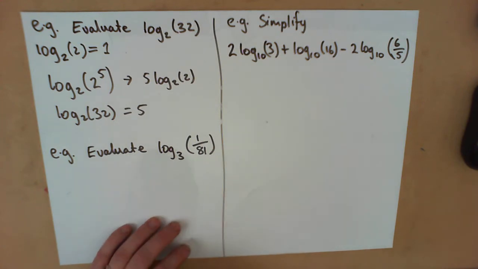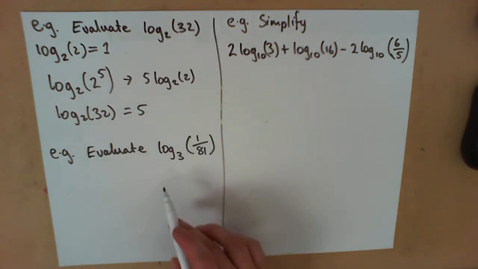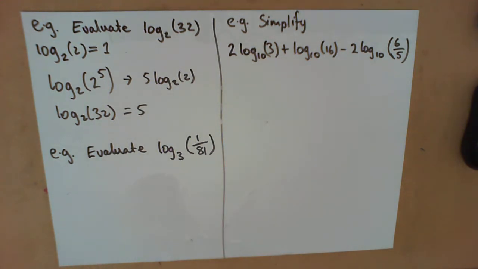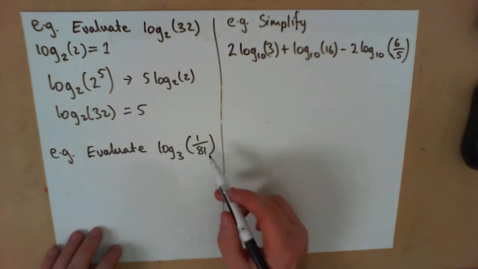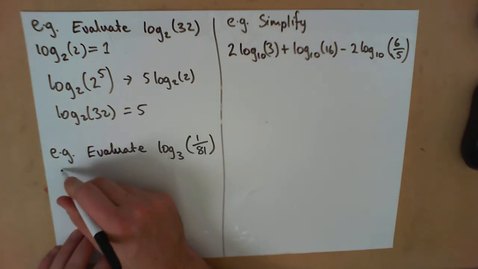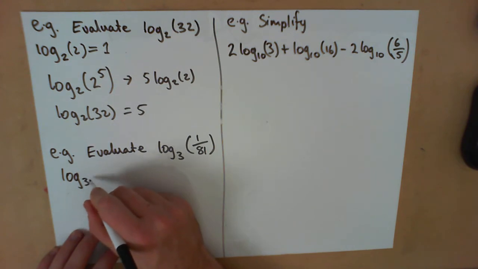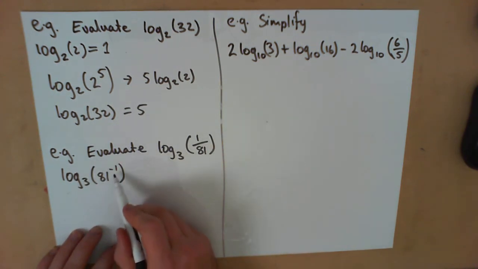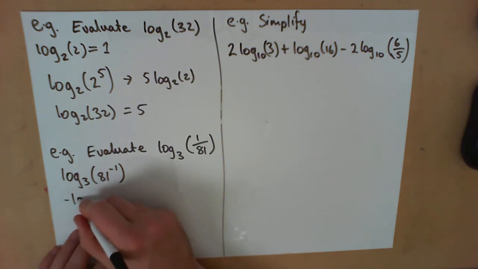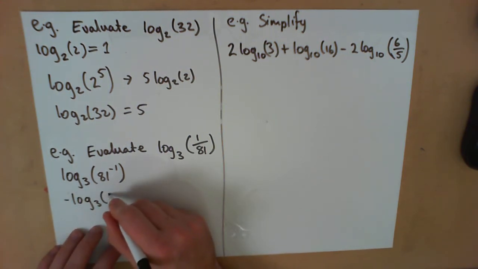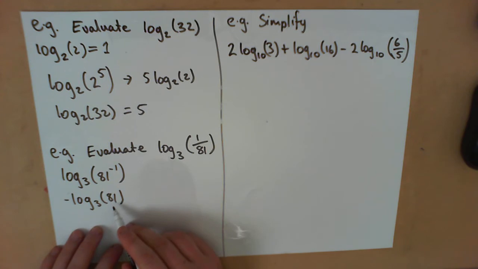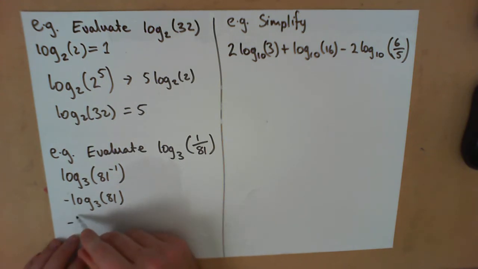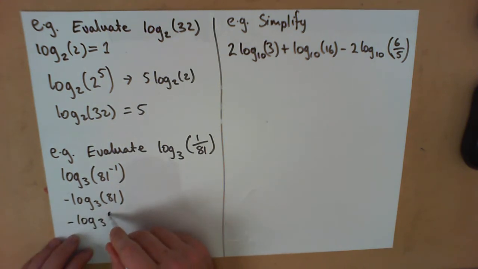This one's going to be a little bit similar but slightly different, because we've got log to the base 3 of 1 on 81. We need to think about that 1 on 81. That can be written as log to the base 3 of 81 to the negative 1. We know that negative can come down the front now. And you guessed it, 81 is a power of 3. So we say negative log to the base 3 of 3 to the 4.